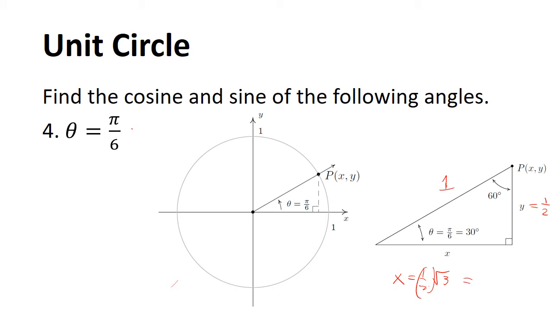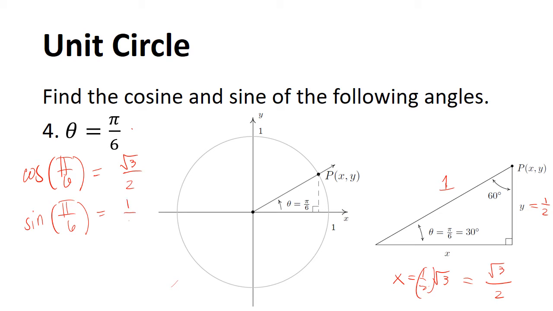And thus our x is equal to square root of 3 all over 2. Therefore, makukuha na natin yung cosine ng pi over 6 is equal to the x-coordinate, square root of 3 all over 2, and the sine of pi over 6 is equal to the y-coordinate, which is 1/2. So, yun na po yung sagot.